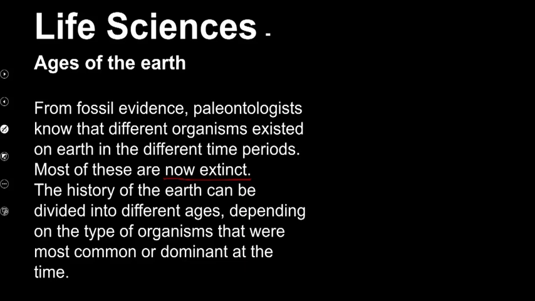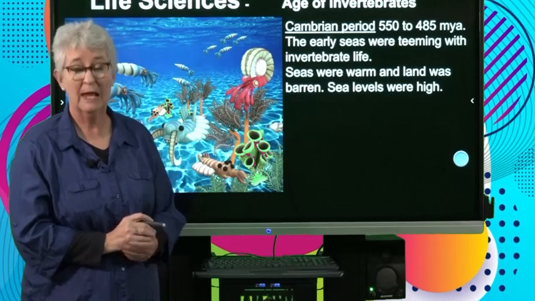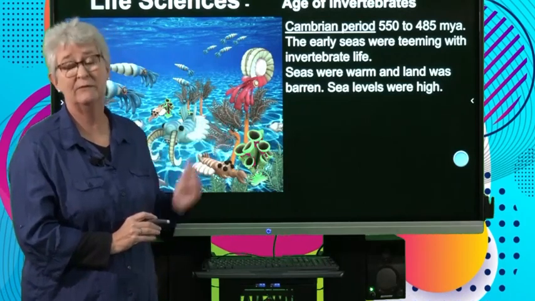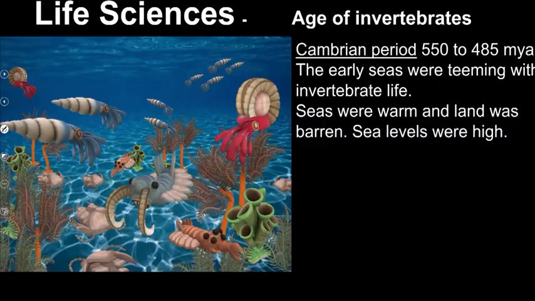And what we're going to be looking at next is the history of the Earth, but we're dividing it into different ages depending on the type of organisms that were most common at the time. And that's what we're going to be looking at next, the ages of the Earth. Early on in geological time, invertebrates ruled the Earth, and invertebrates that are very, very different to the invertebrates that we have today. So let's look at some of them.